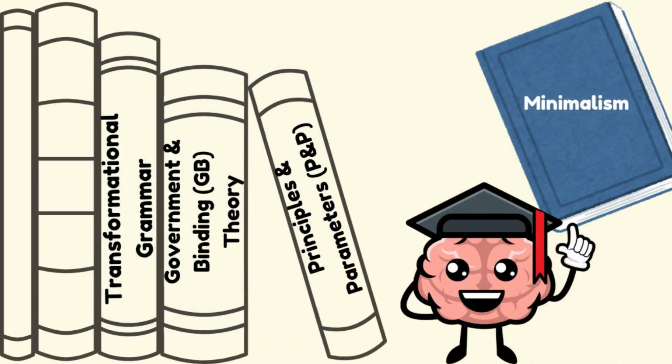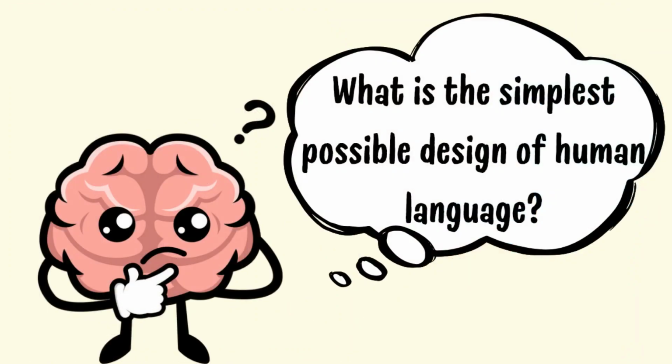Minimalism in linguistics is a theory developed by Noam Chomsky in the early 1990s. It came after earlier theories like transformational grammar, government and binding, GB, theory, and principles and parameters, P&P. Minimalism asks a very simple but powerful question. What is the simplest possible design of human language?